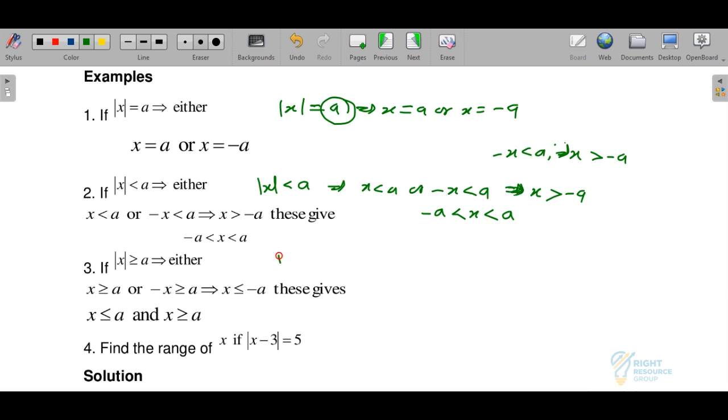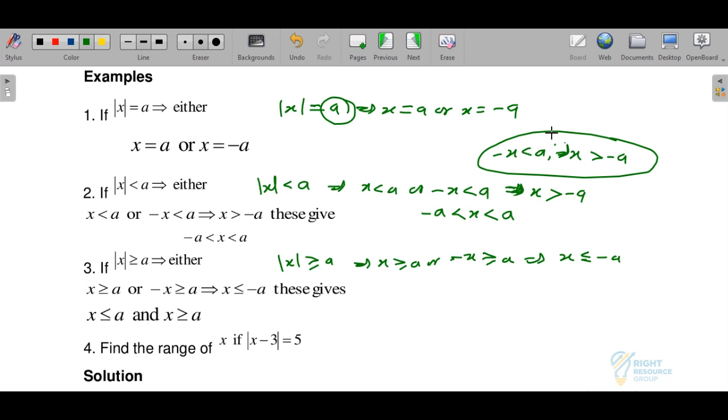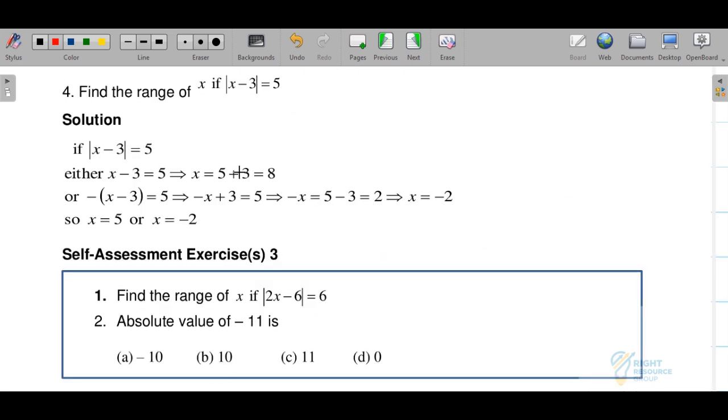But now if we have the absolute value of x greater than or equal to a, right, it means that x is greater than or equal to a or minus x is greater than or equal to a, which implies that x is less than or equal to minus a, right? From the same knowledge of what I explained there. So generally this is going to mean that x is less than or equal to minus a or x is greater than or equal to a, right?